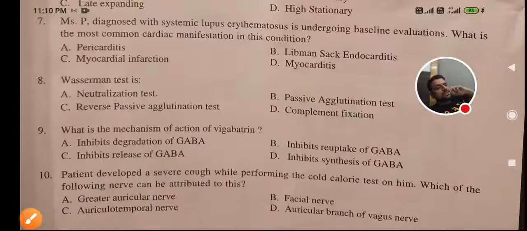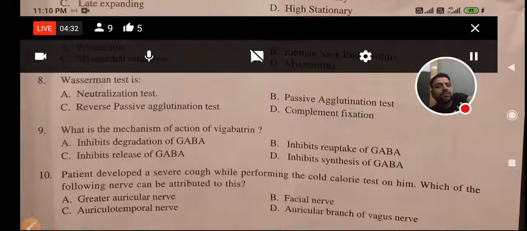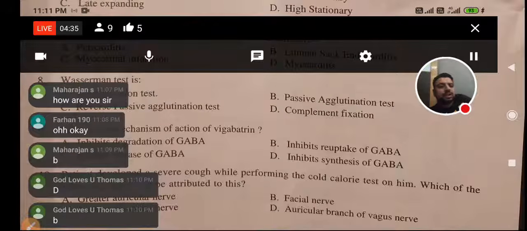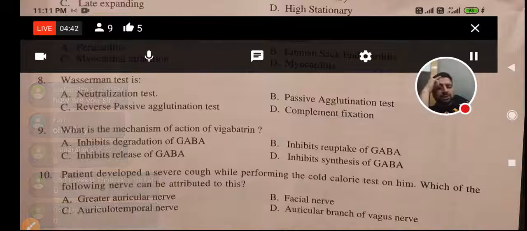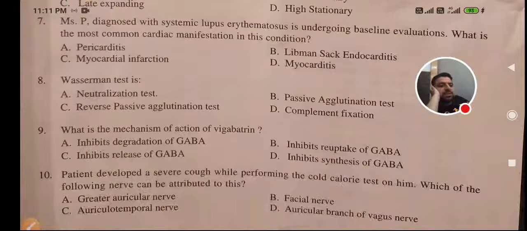A patient develops severe cough while performing the cold caloric test on him. Which one of the following nerves is attributed to this? The nerve responsible for severe cough while performing the cold caloric test is the best answer here: the auricular branch of the vagus nerve. Auricular branch of vagus nerve.